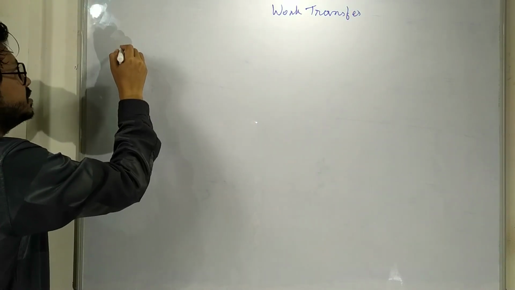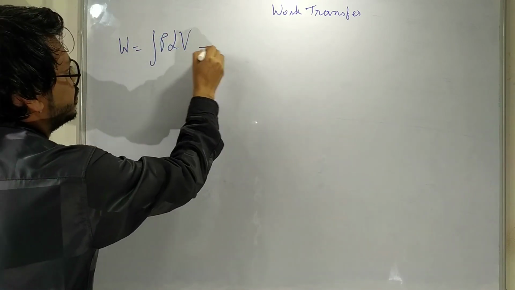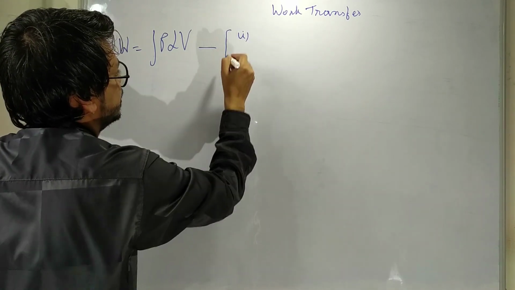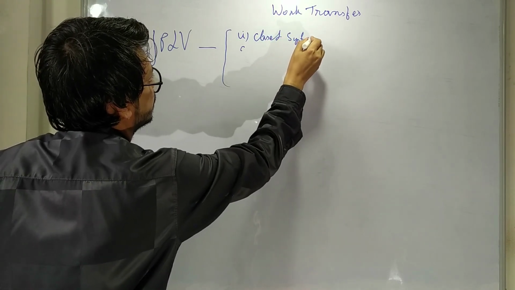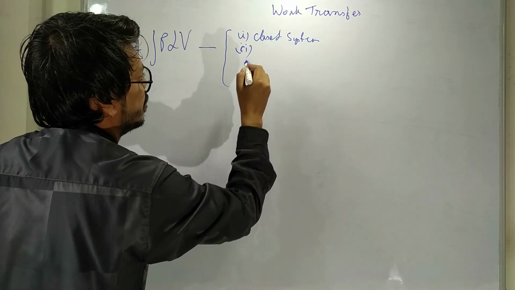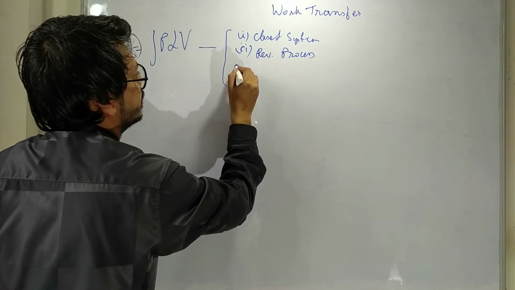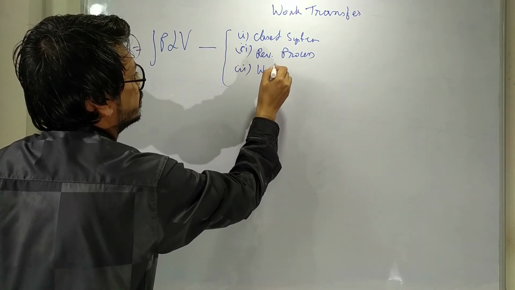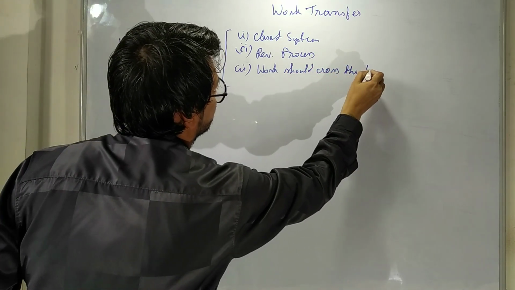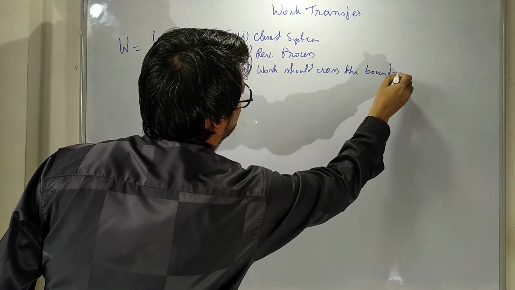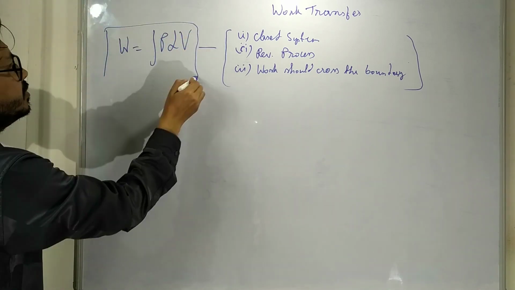We have seen in work transfer the generalized equation as work done is equal to integration of PdV, in which we have three assumptions. The first one, system should be closed system. And the second one, process must be reversible process. And the third one, work should cross the boundary. These were the three assumptions for this closed system work, integration of PdV.